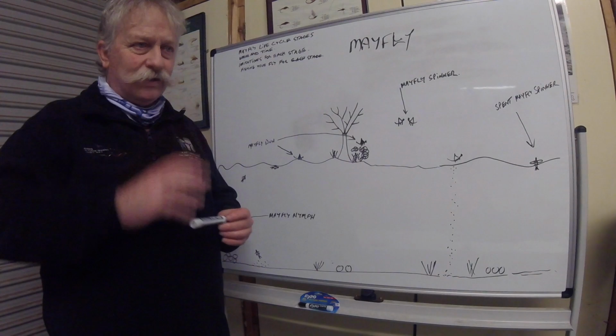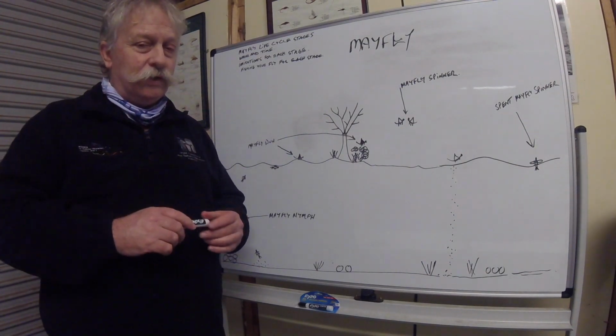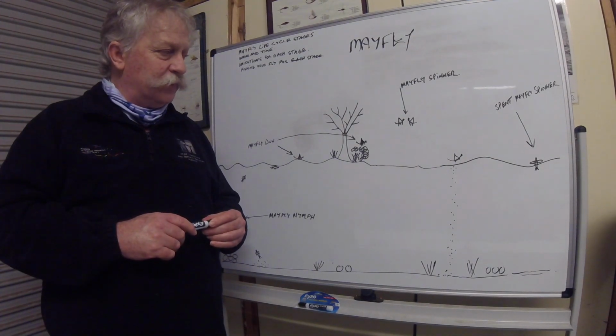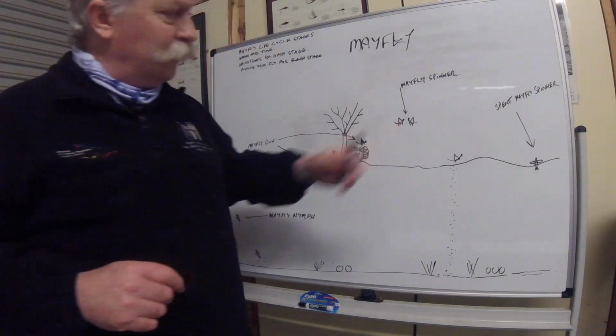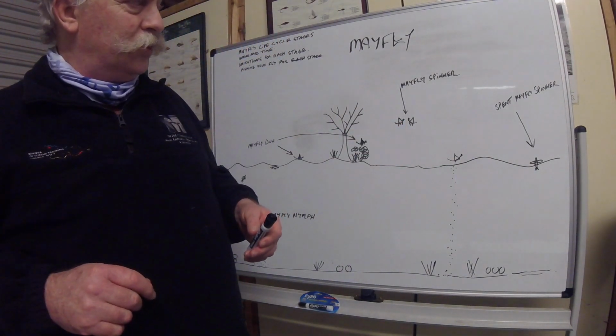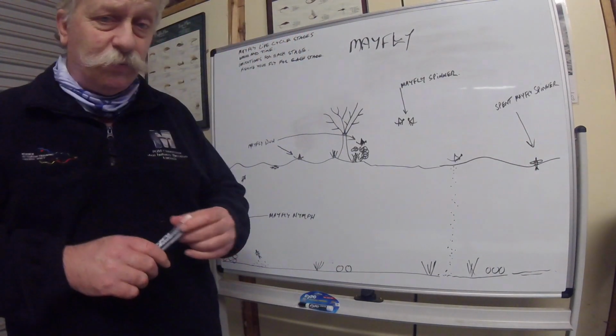So get your fly out as close as you can without spooking the trout. Right? That's important. And then what happens is the male and the female, after they've finished their reproduction, they will die. All right? And they become what's known as the spent spinner.